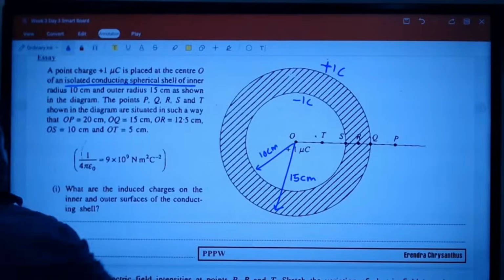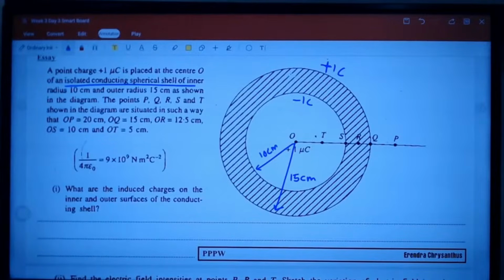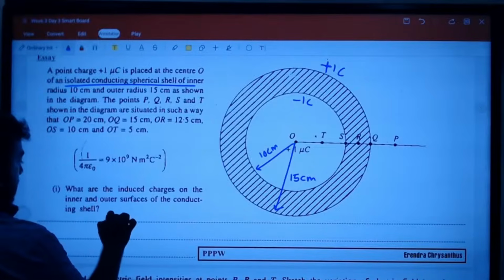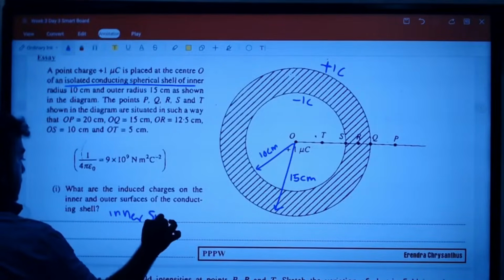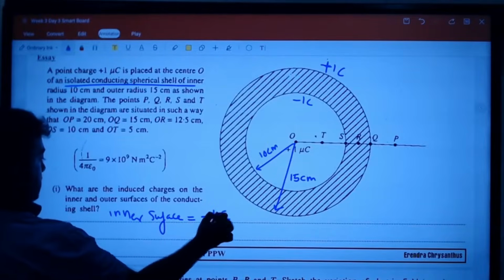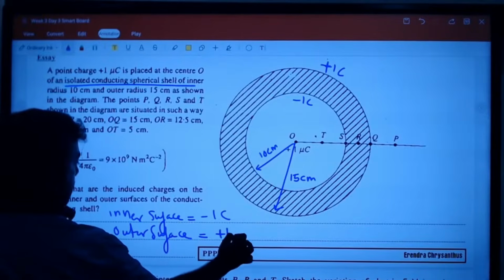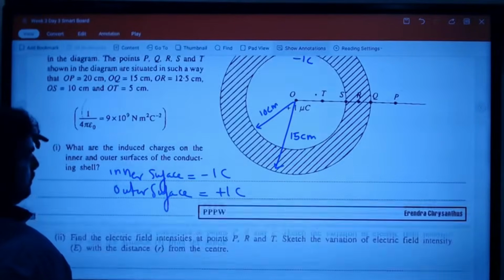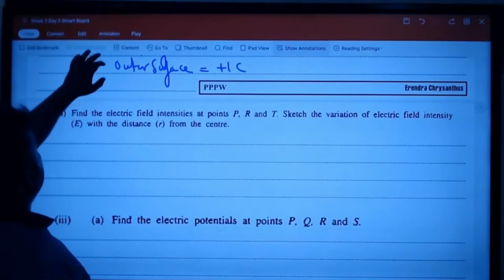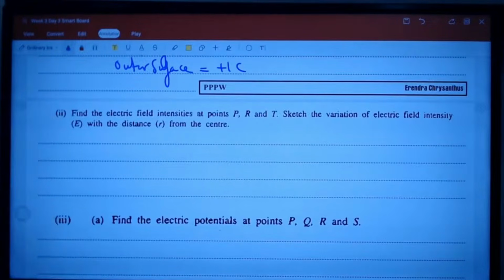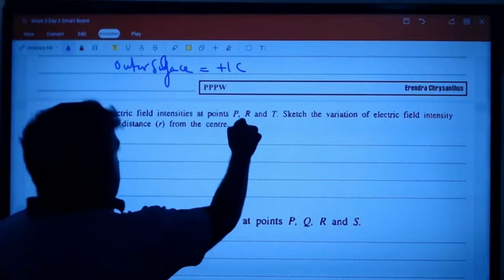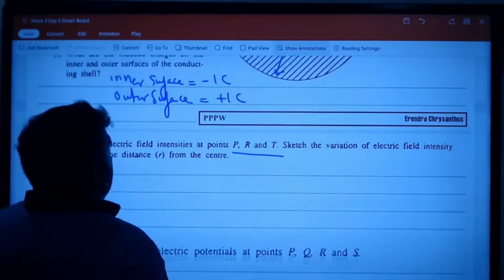Isolated conducting sphere. So I have marked inner surface minus 1 coulomb, outer surface plus 1 coulomb. Find the electric field intensities at P, R and T. Sketch the variation of the electric field intensity E versus r. Look at the 3 points P, R, T. Right, let me go back.